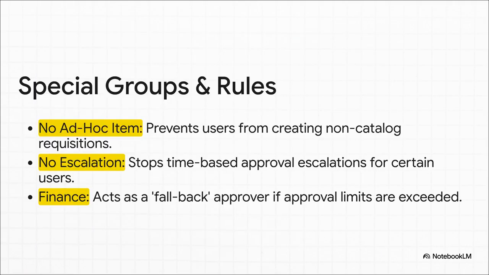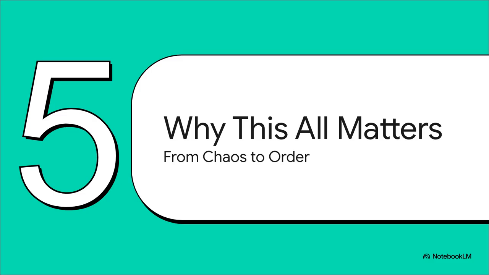The system also lets you get incredibly specific with these rules. For instance, you can put someone in a no ad hoc item group, and they're physically blocked from buying anything that isn't from a pre-approved catalog. Or maybe you can assign a busy executive to the no escalation group, so their approvals don't automatically get forwarded if they take too long. There's even a finance group that acts as the final safety net if a massive purchase order exceeds everyone else's approval limit.